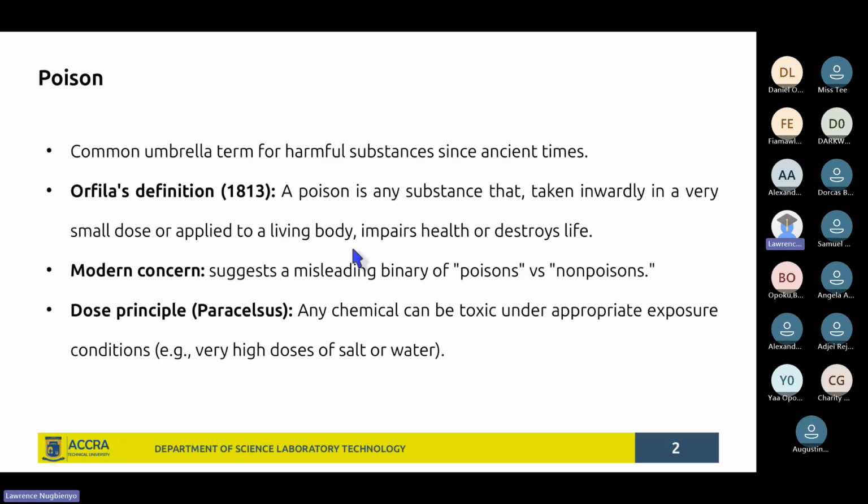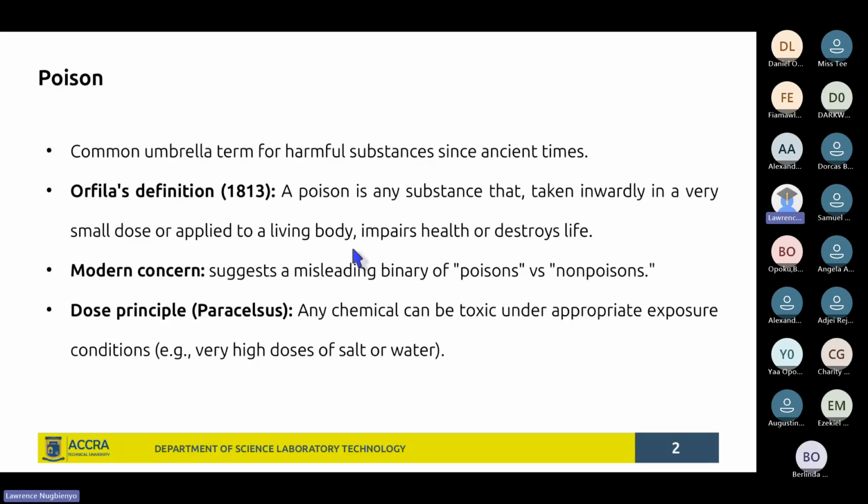But if we bring it into modern terms, with the technologies that we have and the much more understanding of the field, then the use of the word poison to refer to substances that are harmful can suggest that we have two types of substances, poisons and non-poisons. That will be a kind of binary distinction between substances.